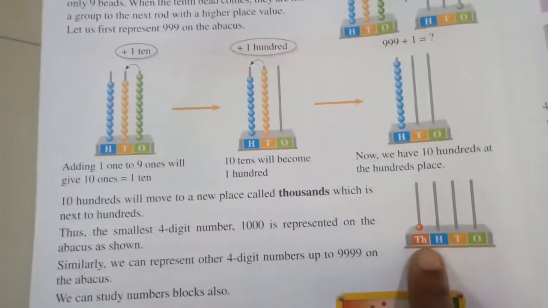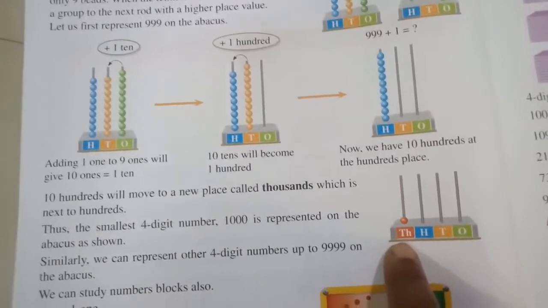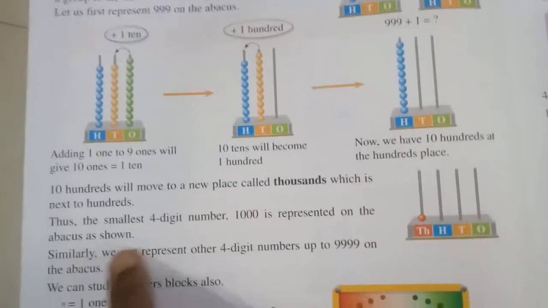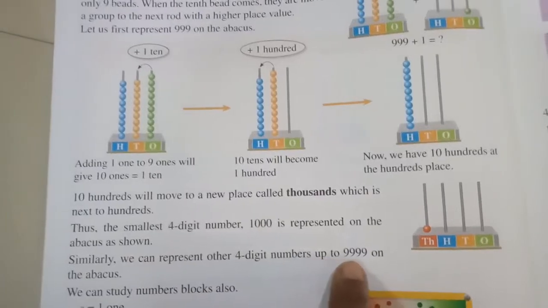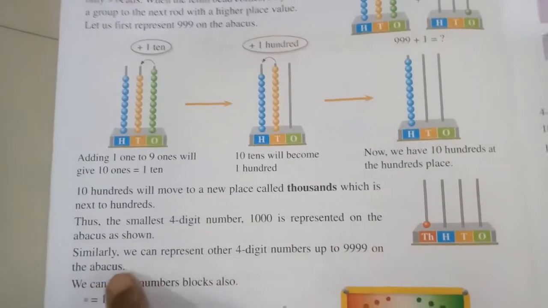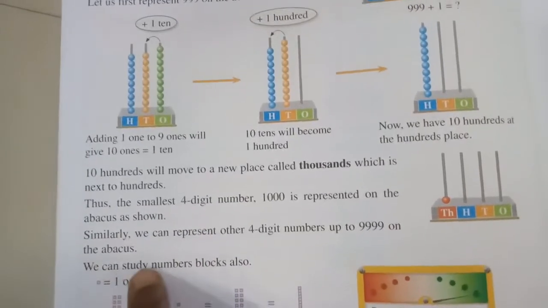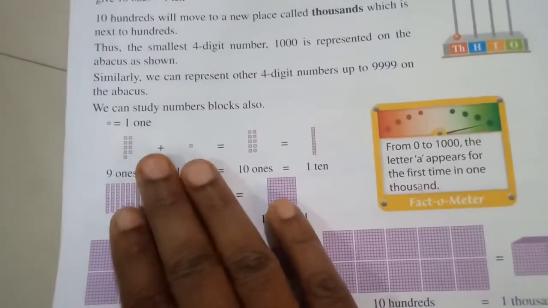See, like this. 1000 means what? You should draw only one bead on the thousands place. Similarly, we can represent other 4-digit numbers up to 9999 on the abacus. We can study number blocks also. Yes or no, children? We studied number blocks also.